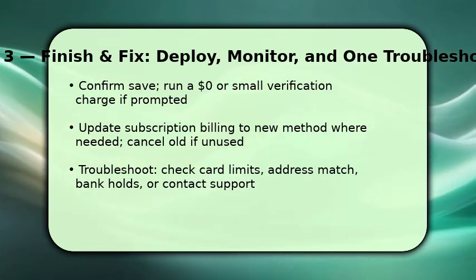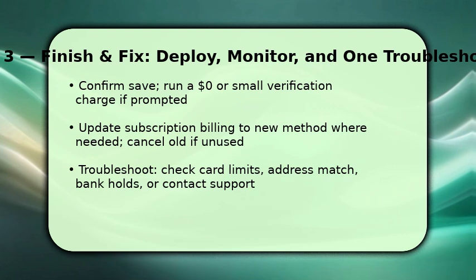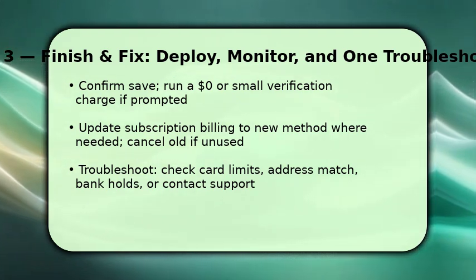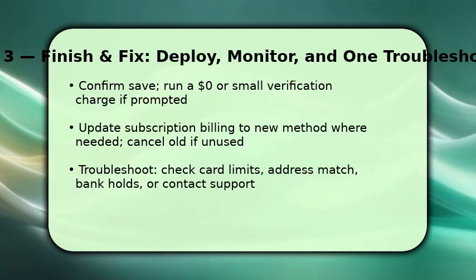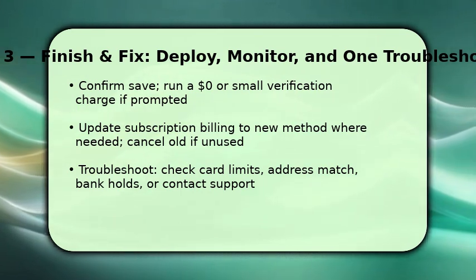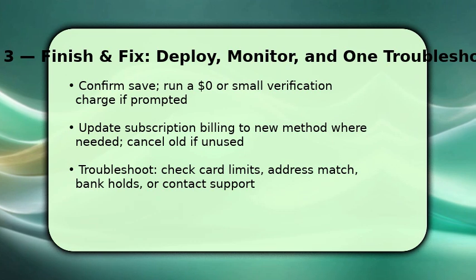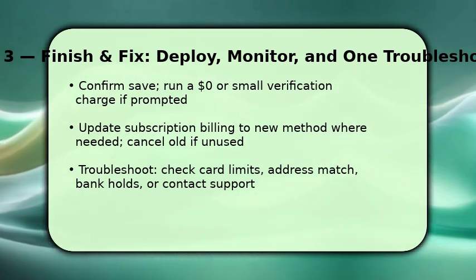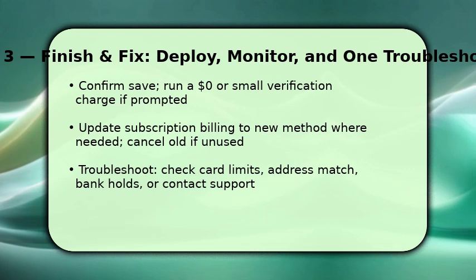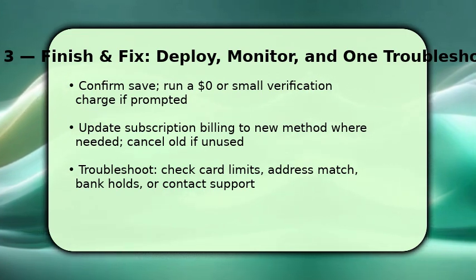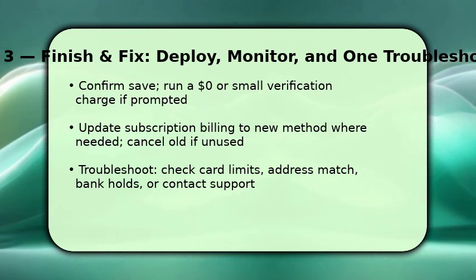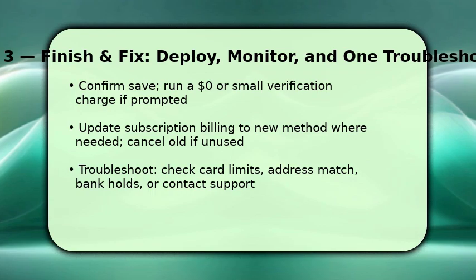Many platforms perform a $0 authorization or small charge. Verify that transaction in your bank within 24-48 hours and approve it if required. Once verified, switch any subscriptions to the new default and remove the old method only when you're sure it's no longer used. If a payment fails, check card limits, address mismatches, or pending bank holds. Contact support with the authorization ID if issues persist to resolve them quickly.